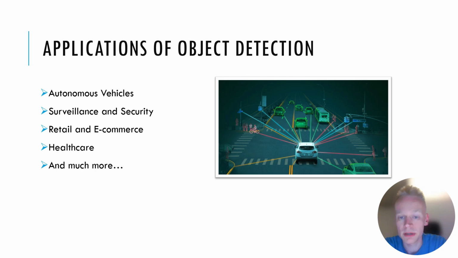Object detection can be useful in different fields. For example, autonomous vehicles can use it. It can be used in surveillance and security. It can be used for retail and e-commerce, for example, for inventory management. And it can be used in healthcare to detect diseases. And there are many more fields where it may be useful.